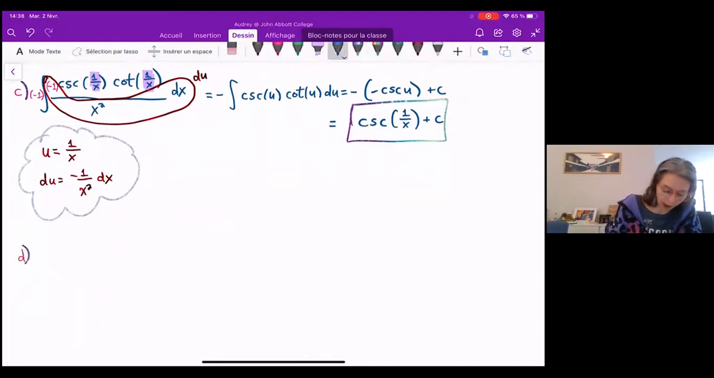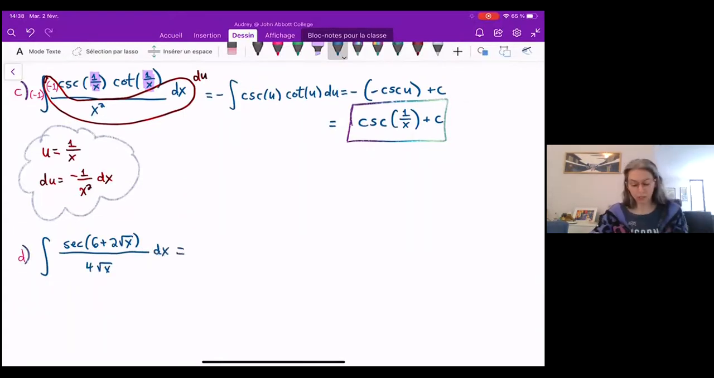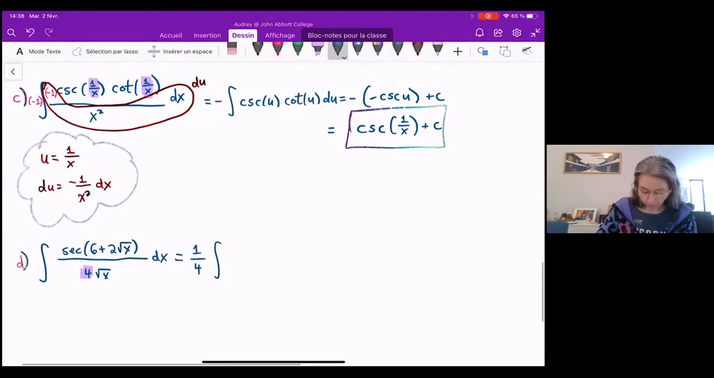So we're going to look at the integral of secant of 6 plus 2 root x over 4 root x dx. And before I even start this, I'm going to be like, oh, hey, look, there's that constant. Might as well just flip it on over to the outside of the integral. And when I do that, it's going to be 1/4, not 4, because that 4 is in the denominator. It stays in the denominator. So I will have secant of 6 plus 2 root x over the square root of x dx.